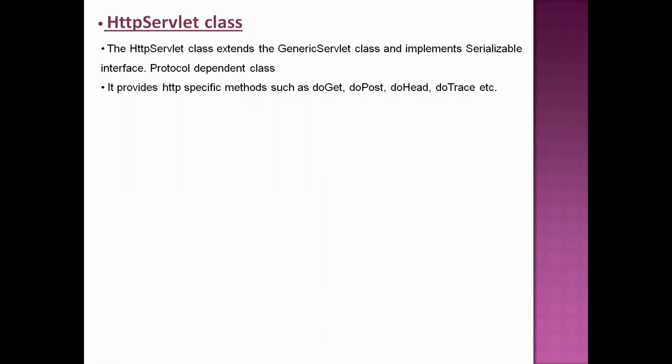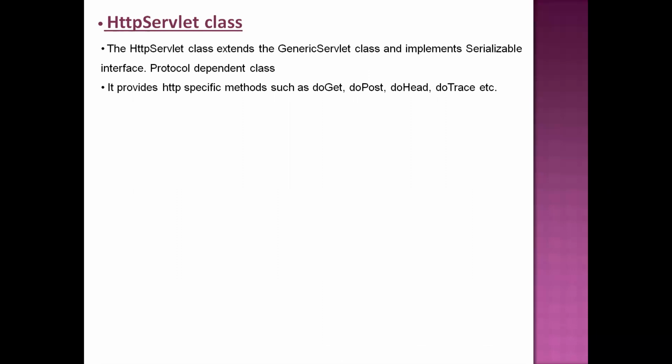Okay, let us see the HttpServlet class. This is also one of the important classes for providing the implementation for a servlet. This HttpServlet class also provides the implementation of the Servlet interface. This class is available in the javax.servlet.http package. This class can handle only HTTP related requests, and it provides some methods like doGet, doPost, doHead, doTrace, and doOptions, etc.